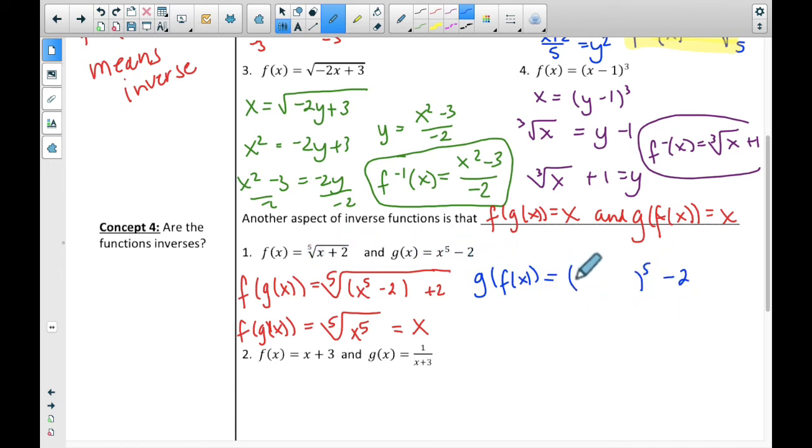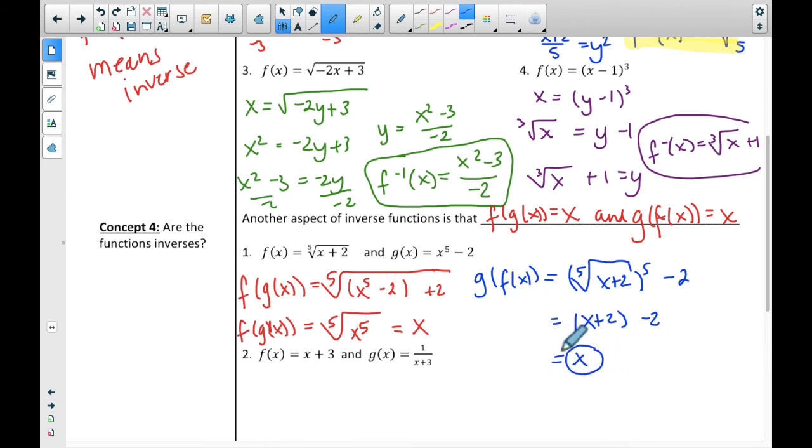So my g of x equation is x to the fifth minus 2. I'm going to plug this into my x where the x was. So I'm going to put the fifth root of x plus 2 here, and take that to the fifth. They cancel out, and so I just get x plus 2 minus 2. Well, yes, x plus 2 minus 2 does equal x.